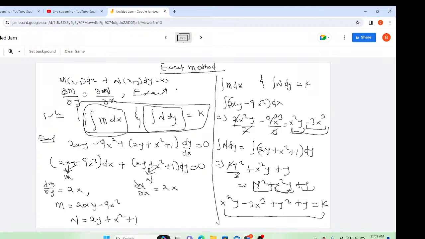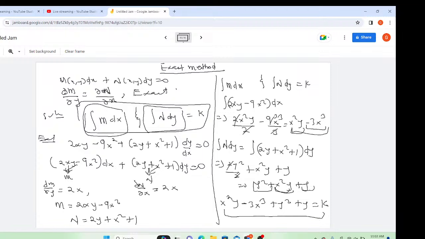So you can go ahead and still make y the subject if you want, but that will be a bit complicated. So we can just leave our answer in this format: x squared y minus 3x cubed plus y squared plus y equals k. We aren't given any initial condition, so we'll just leave our answer in this form.